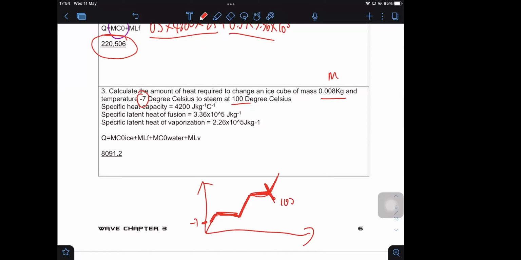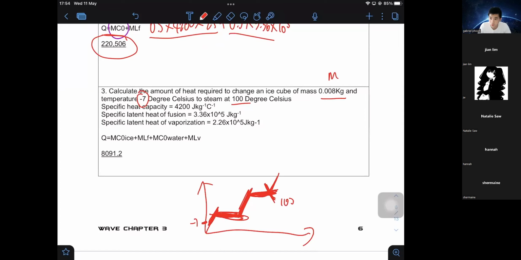From here, first and foremost, I know that I need to find Q equals MCθ for this part here, Q equals mL_f for this part here, Q equals MCθ for this part here, and Q equals mL_v for this part here. Do you do this calculation first?